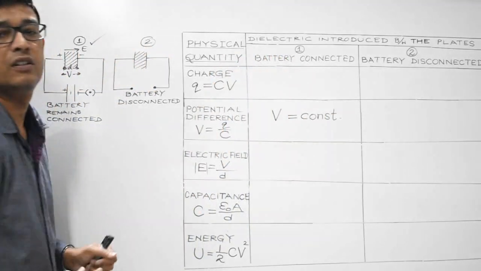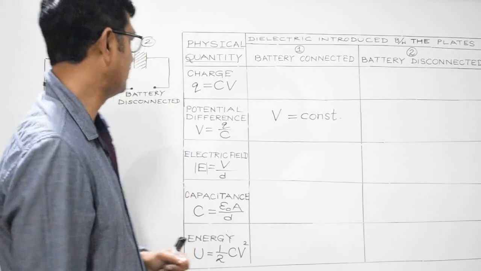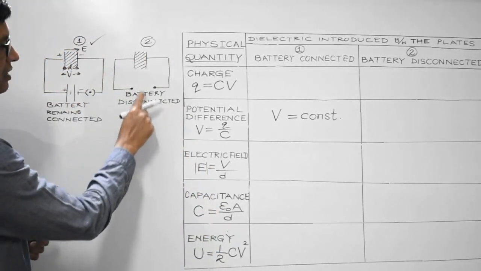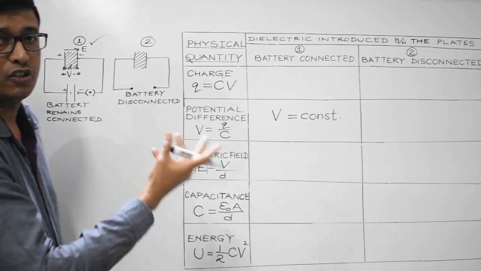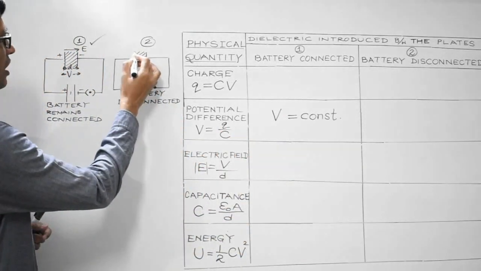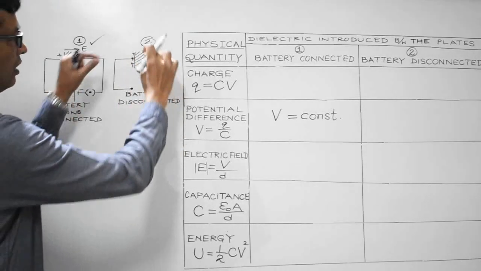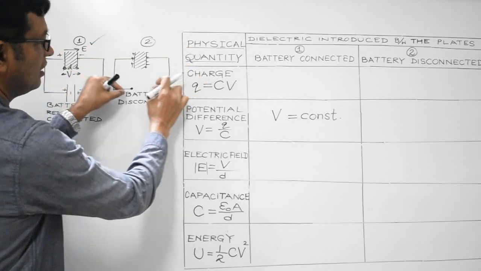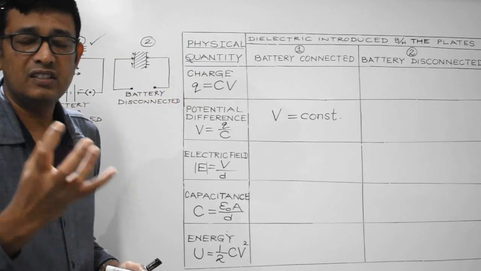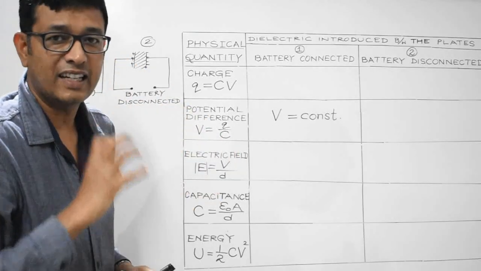Right? It will remain constant. While on the other hand, if the battery is disconnected, definitely potential difference will decrease, isn't it? It is disconnected. Now, whatever charge is stored in the capacitor, now the path is incomplete. That is, the charge inside the capacitor, in a sense, gets locked down inside the capacitor.